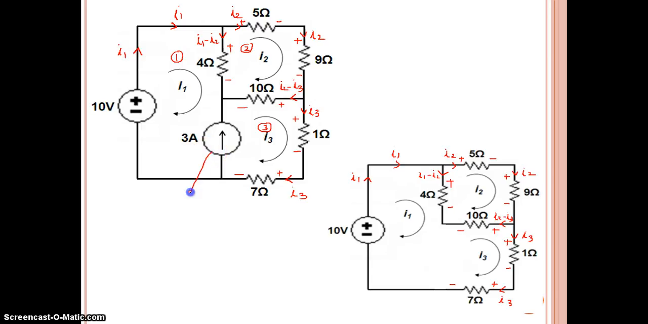And this is the current source present between the two meshes, so we can consider this as a super mesh. Not this current source alone, this mesh and this mesh together we can consider as a super mesh. So we can consider these two meshes together as a single mesh like this. But remember, the currents we assigned in these branches will not change. Now we can apply KVL for this mesh and this super mesh. So now this is the super mesh.